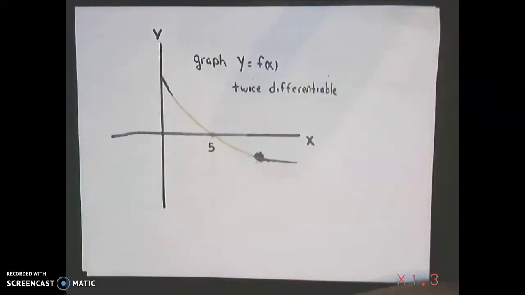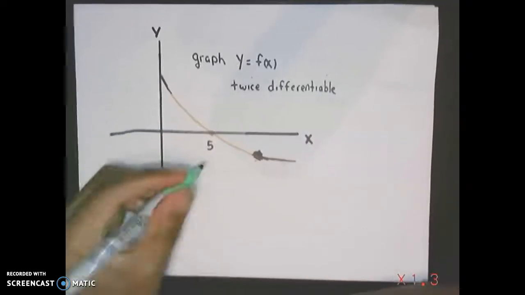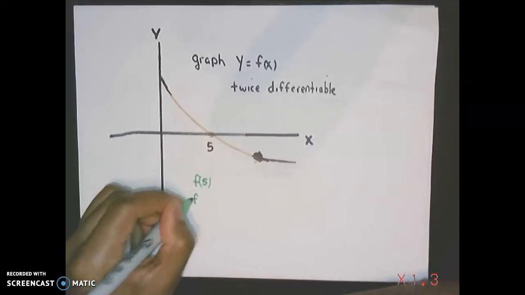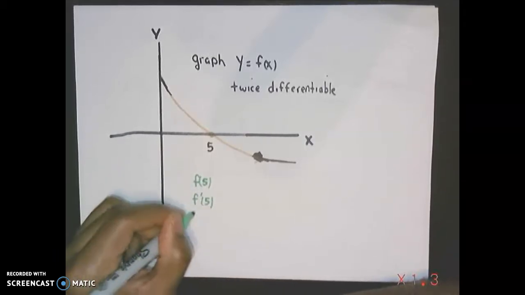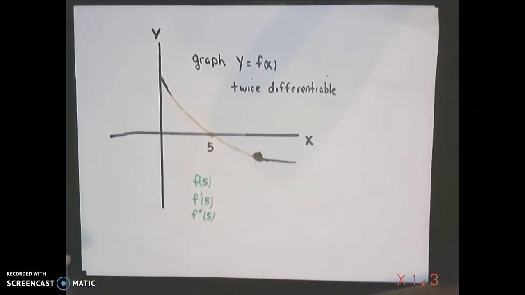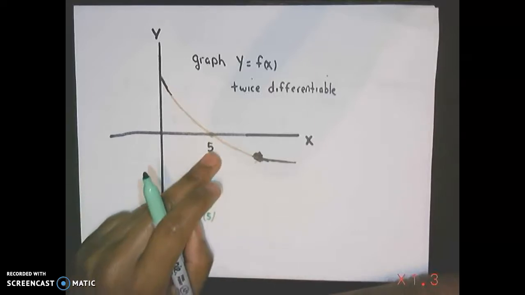So in this example, we're going to do something different. We're going to compare f of 5 to f prime of 5 and to f double prime of 5. So we want to see what the relationship between those three values is going to be. So let's go ahead and do the easiest one.